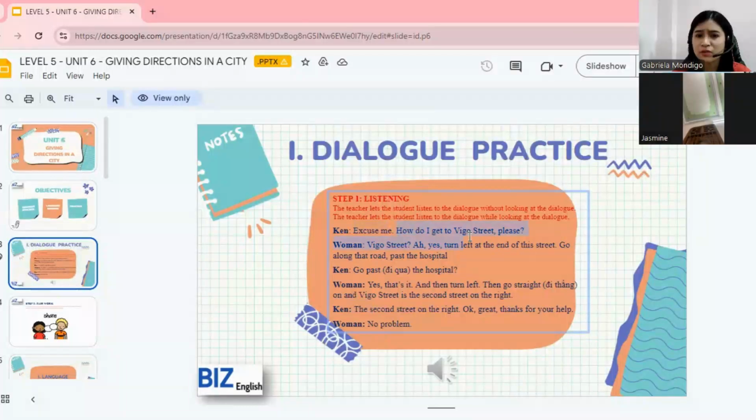Excuse me, how do we get to Vigo Street, please? Vigo Street? Yes, turn left at the end of the street. Go along that road past the hospital. Go past the hospital. Yes, that's it. And then turn left, then go straight on, and Vigo Street is the second street on the right. The second street on the right. Okay, great. Thanks for your help. No problem.